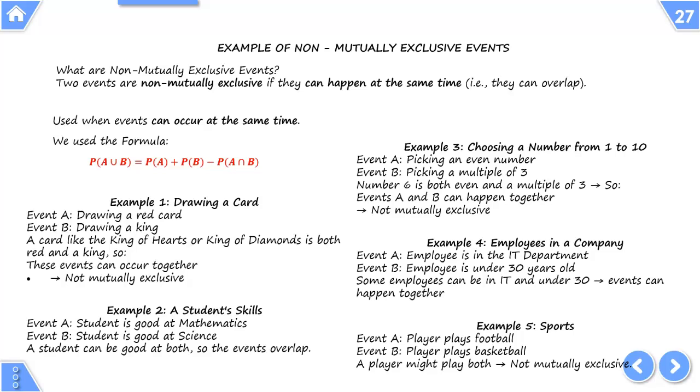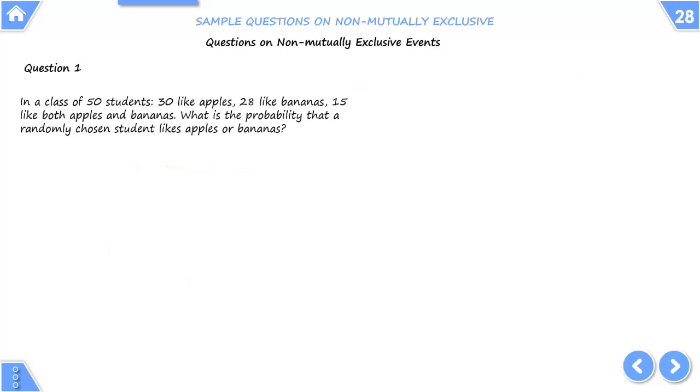Let's look at questions that include non-mutually exclusive events. In a class of 50 students, 30 like apples, 28 like bananas, and 15 like both apples and bananas. What is the probability that a randomly chosen student likes apples or bananas? The probability of A is 30 over 50, because there are 30 outcomes out of the total of 50 in the class. Then the probability of B, which is bananas, is 28 over 50. Now, the intersection, students who like both apples and bananas, is 15 over 50.